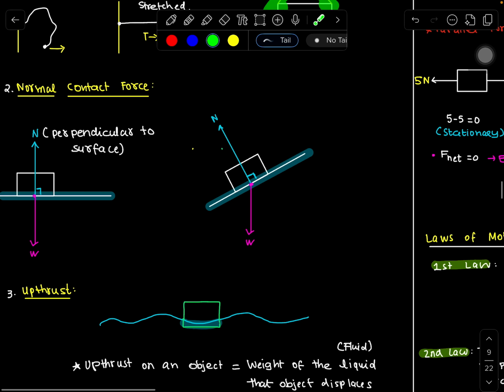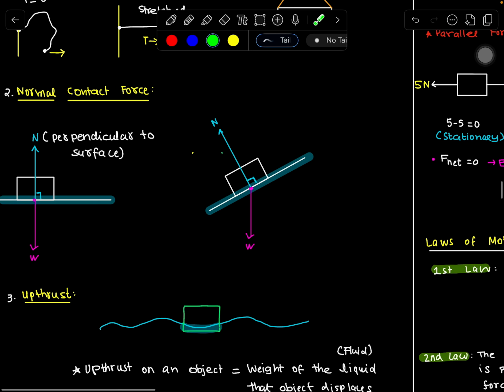Then you have normal contact force. It's a force that a surface exerts on an object that's resting on it, and it's always perpendicular to your surface, okay? So if you have a table and you have a book or a box resting on the table, the table is going to apply a force perpendicular to itself that is called a normal reaction force. And it's not upwards, okay? There's a difference between upwards and perpendicular.